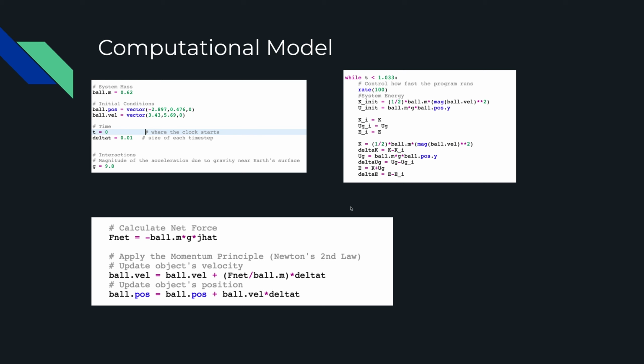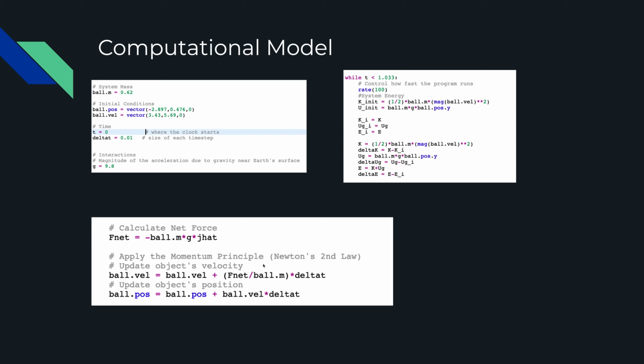Moving on to our computational model, first we had to put in our initial conditions, where the mass of our basketball was 0.62 kilograms. Our initial position according to Tracker was this vector right here. Our initial velocity we got based on how we said in the last 2 slides. We got our initial x velocity to be 3.43 meters per second and our initial y velocity to be 5.69 meters per second. Our time starts at 0, and we're going at a rate of 0.01 seconds per iteration. And we also put in the acceleration due to gravity.